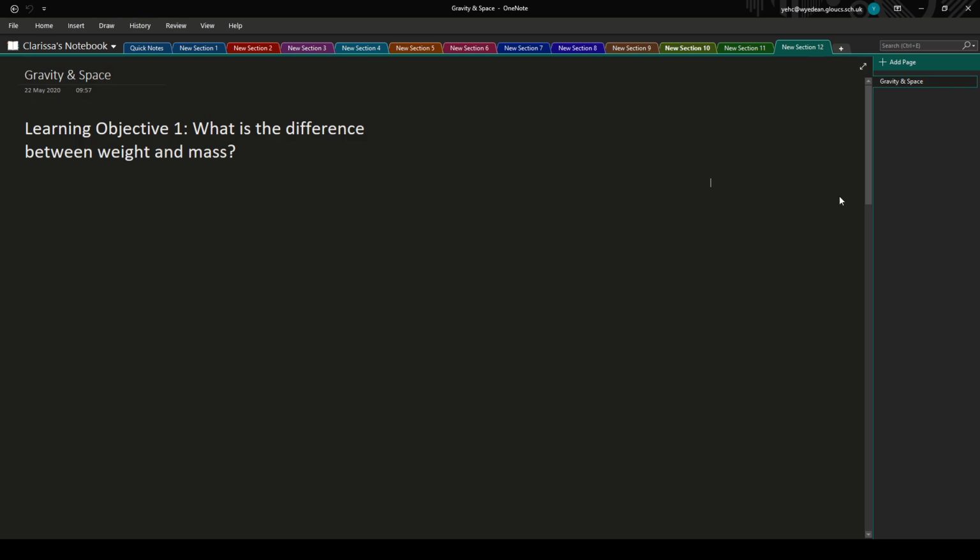Okay, so we have a few learning objectives today that I've broken our topics down into. The very first one that I want to cover is, in the chat, let's make sure that we stick to questions and answers. Okay, so what is the difference between weight and mass?